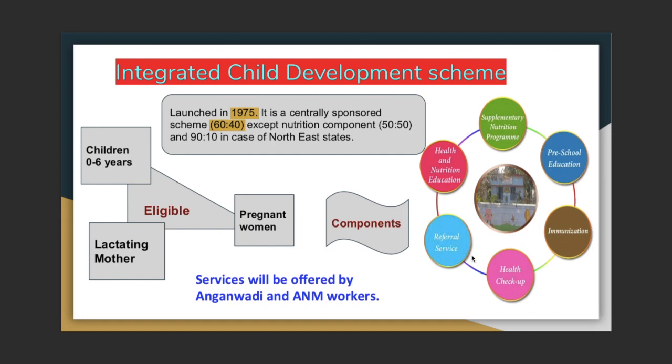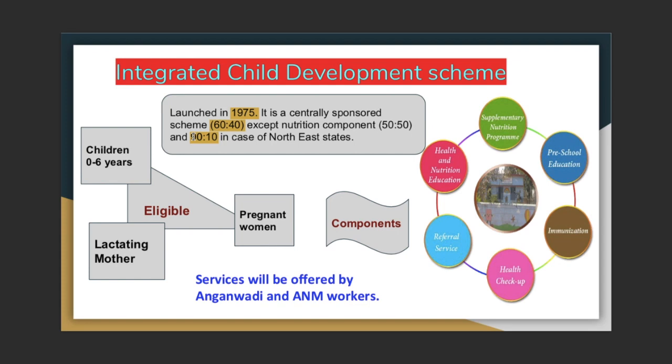These are basically the different components of the ICDS where the sharing between the center and state is 60:40. However, in the case of health and nutrition, the supplementary nutrition program, the share will be 50:50, and for all the others, that is preschool education, immunization, health checkup, referral, and health and nutrition education, the funding will be in the ratio of 90:10.